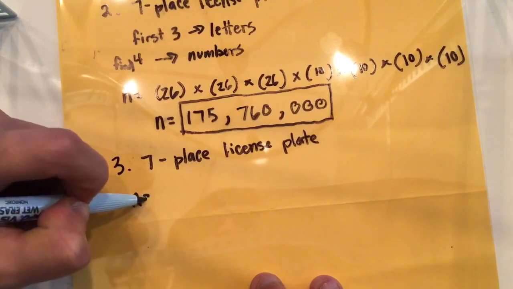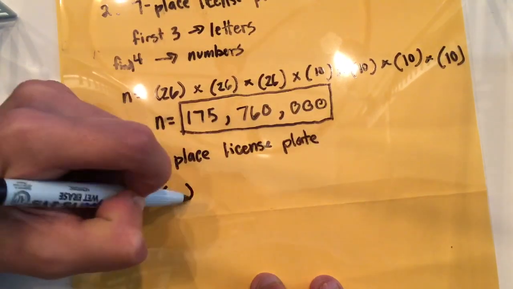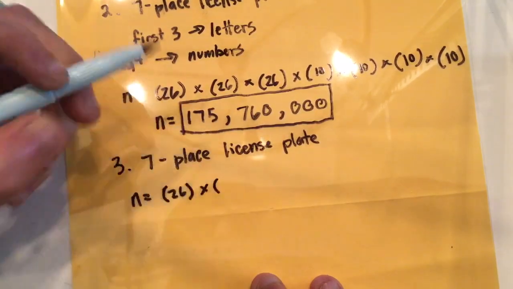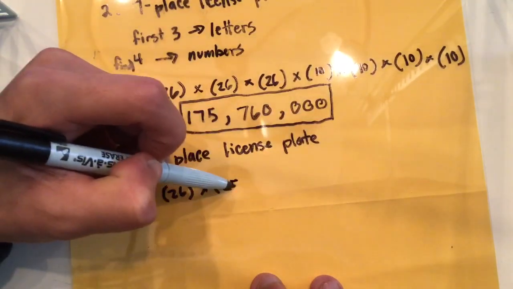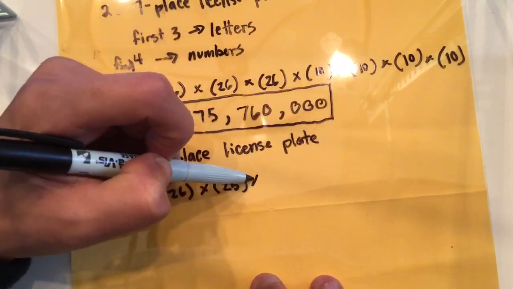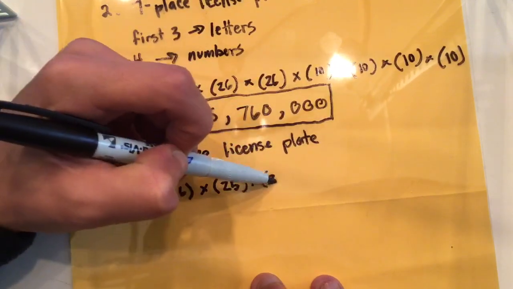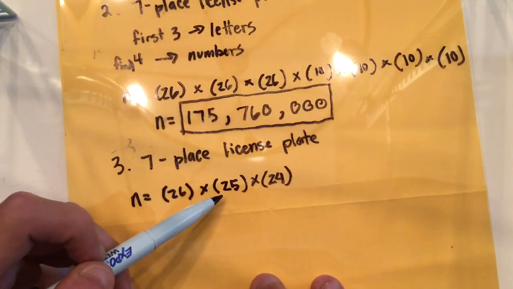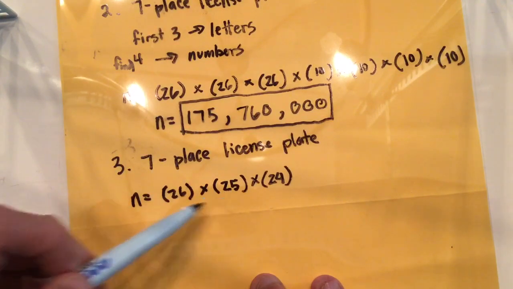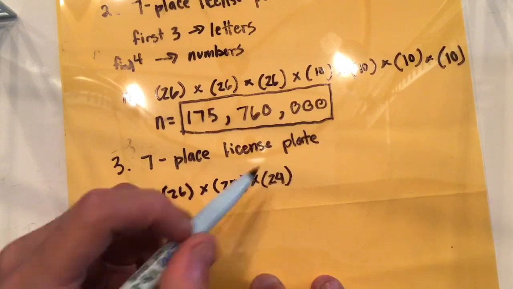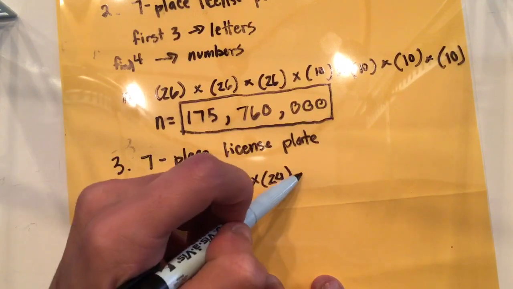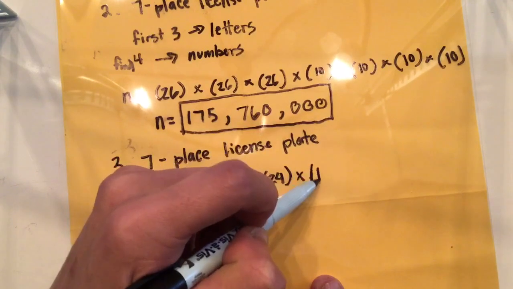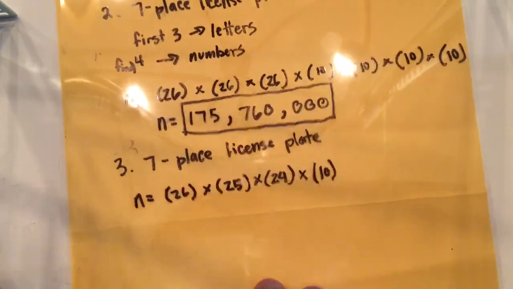So here we have n equals, first place we have 26 choices because 26 different letters, times, since they can't be repeated, our second spot is now going to be 25. Third one's going to be 24, because if we pick 1 here, then we only have 25 left to choose from, and if we've already picked 2, then we only have 24 left for our third place. And then the numbers, 0 through 9 again, except this time we'll start off with 10.